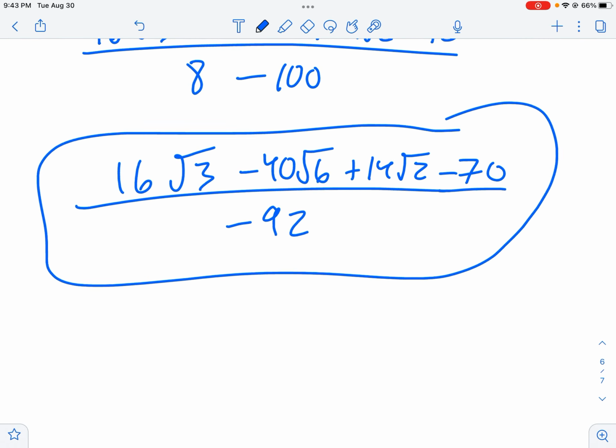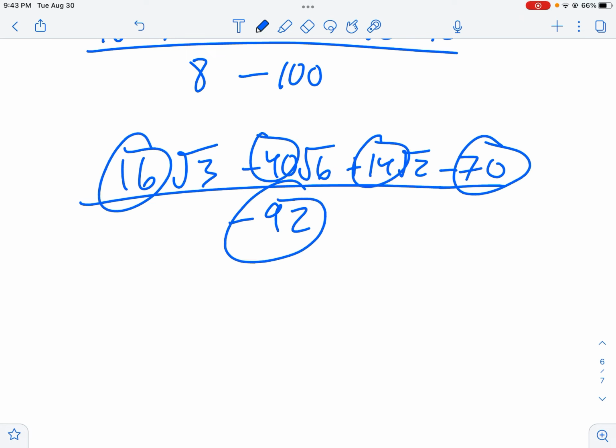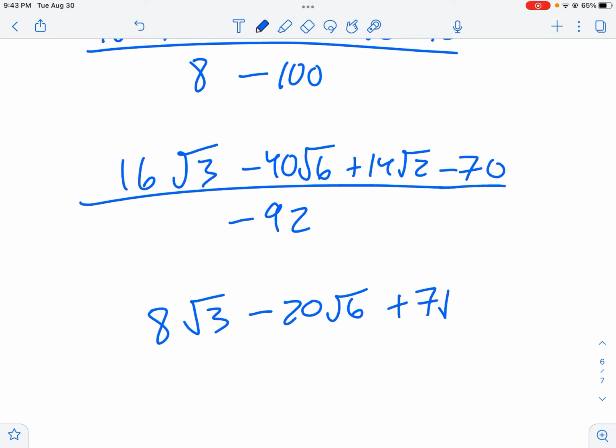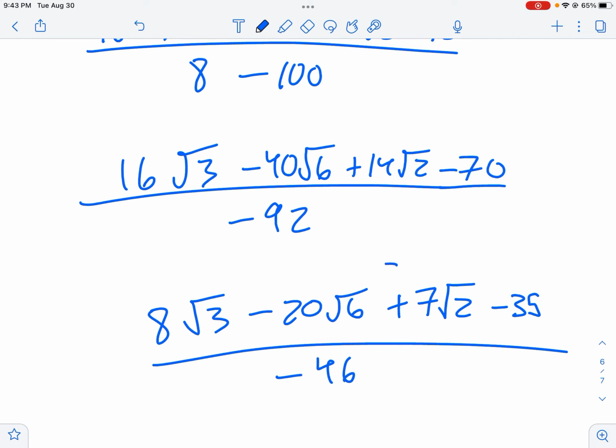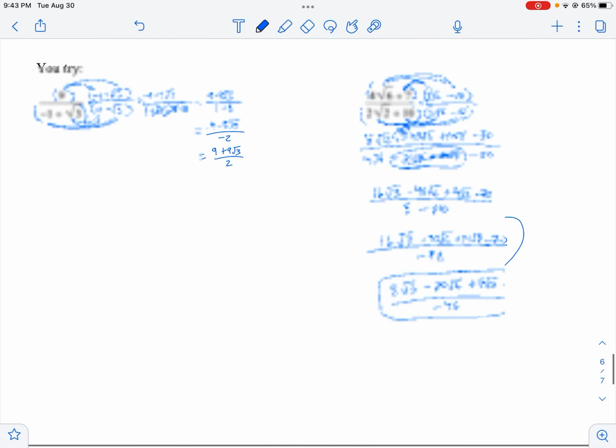Oh man, we're not actually done. Because all these terms are even, we could divide them all by 2 and make it a little bit more simplified. Not a whole lot, but we'll do it anyway, just for the sake of completely simplifying the best we can. So yeah, we're going to divide them all by 2. 35. And negative 46. All right, now we're done. But yeah, there you go.